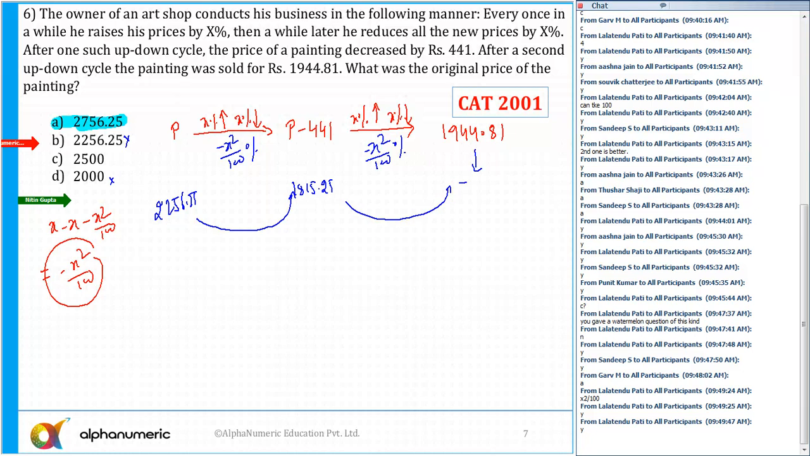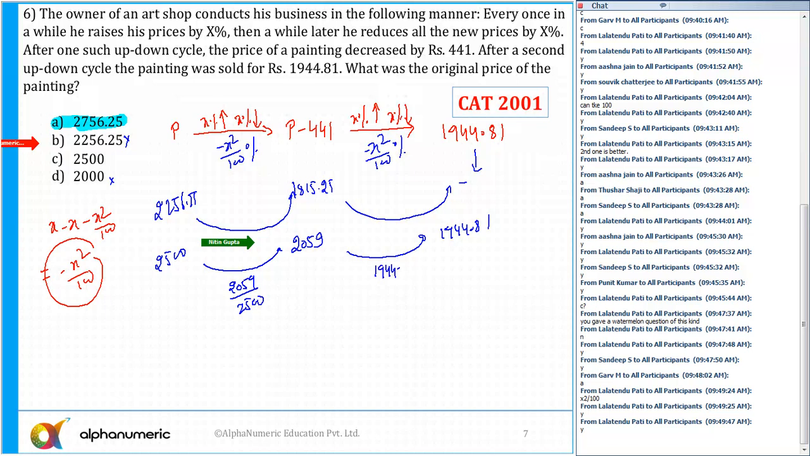Now option C, it is coming out to be 2500. Decrease of 441, so that will be equal to 2059. Yes or no? 2059. And here we know the final price is 1944.81. And we know that the percentage change between these two and the percentage change between these two has to be same, X square by 100 and X square by 100. One of the ways to find out the percentage change quickly is with the help of a calculator, because nowadays calculator is allowed. So the percentage change here will be 2059 by 2500, and here it will be 1944.81 by 2059.